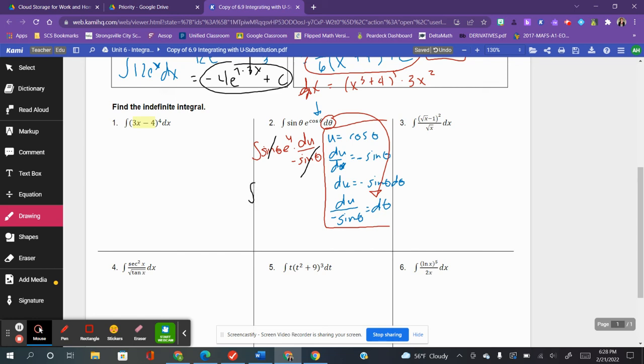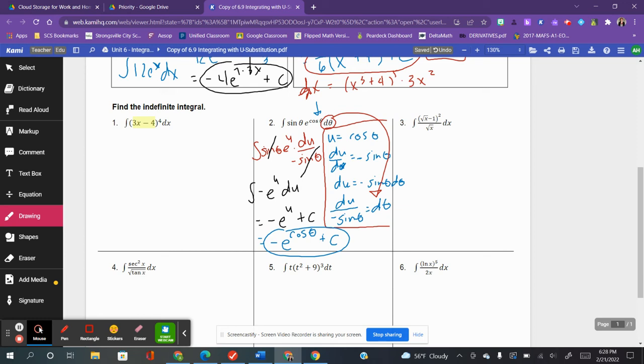So what I'm really doing is integrating negative e to the u du. And the really good news for me is that the antiderivative of negative e to the u is just negative e to the u plus c. And then I've got to go back and replace that u with what u is equal to. So my final answer is negative e to the cosine of theta plus c. That would be my final answer. Okay.